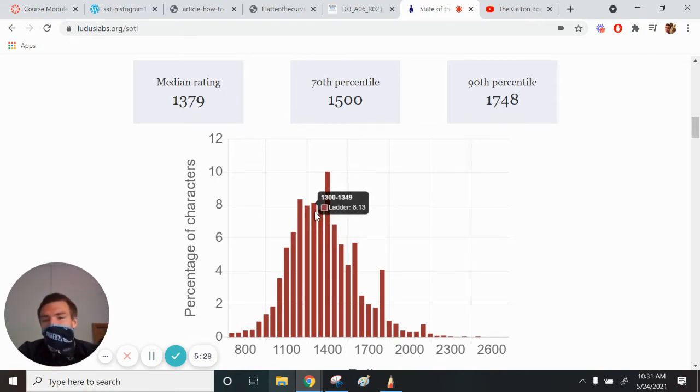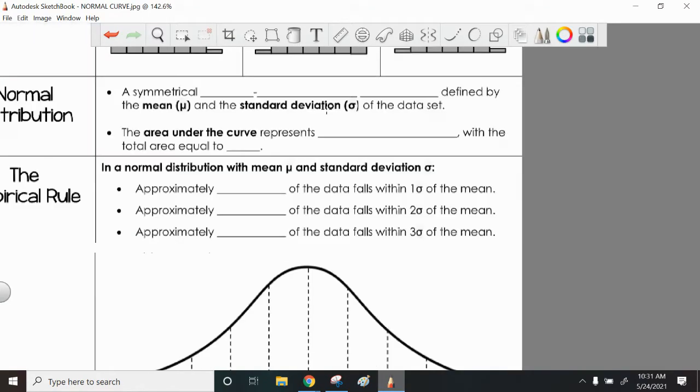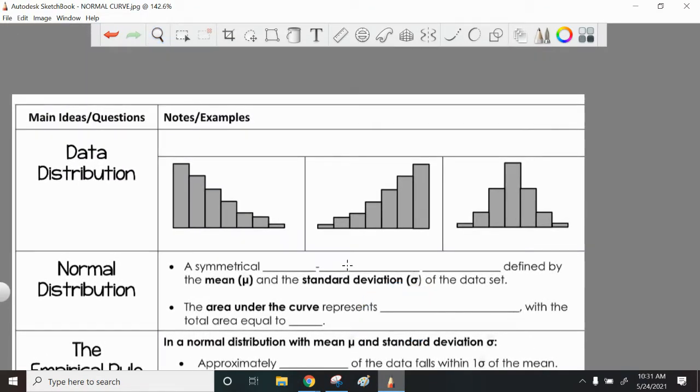Now, of course, when I teach pre-AP in a class like this, the scores are pretty high. So let's talk about it. Okay, it's really easy notes today. We got some data distribution.